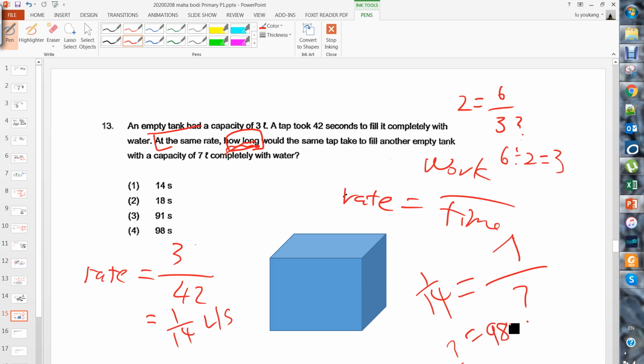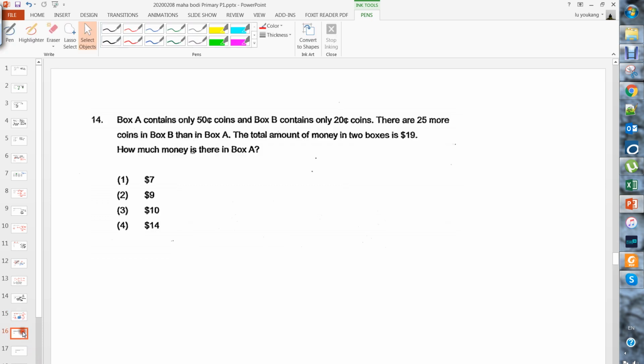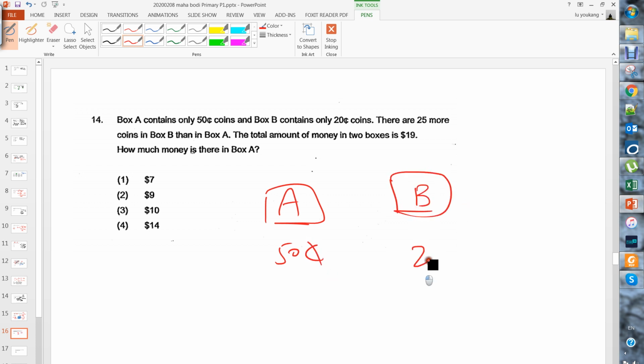Okay, take the answer. Good. Next. So it says what? Contains 50-cent coin and then what? 20-cent coin. So box A, only 50-cent coin, right? Box B, how many cent? 20 cent, right? So it says there are 25 more coins in box B than box A.